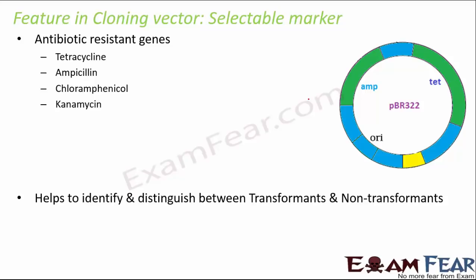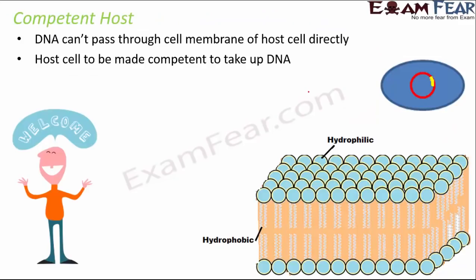I am not getting into the detail of all of these because we have already explained this in the detailed video. If you really want to understand this in detail, please check it. Let us now quickly discuss the competent host. Another important thing is that the DNA can't pass through the cell membrane of the host cell directly. So it is important that the host cell is made competent to take up the DNA. As you see here, the yellow portion shows your desired gene, that is the foreign gene. The red portion is your vector. So overall, this red and yellow thing is your recombinant DNA.